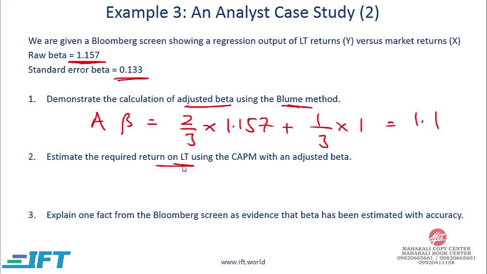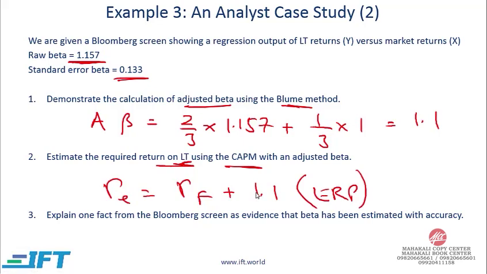Then you estimate the required return on this particular stock using CAPM. How do you do that? Should you use the adjusted beta or the raw beta? Adjusted beta. Otherwise, what's the point of doing all this? Since your required return is a forward-looking number, you should use the adjusted or forward-looking beta. So that is also a fairly straightforward calculation. The required return will be equal to the risk-free rate plus 1.1 times whatever equity risk premium we have. Explain one fact from the Bloomberg screen as evidence that the beta has been estimated with accuracy. The quick response is that we have a relatively low standard error.